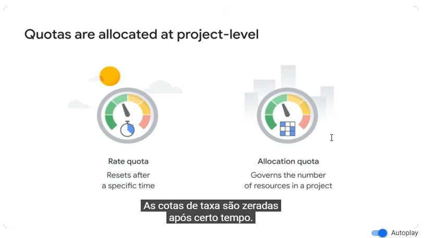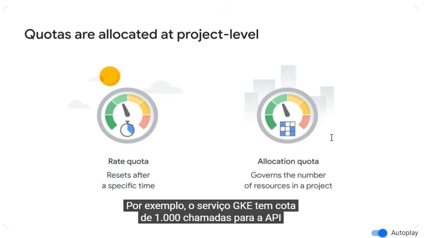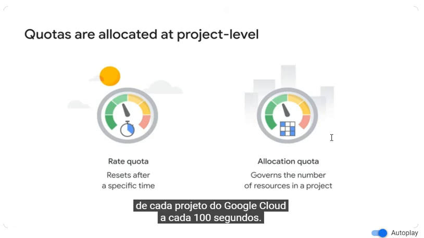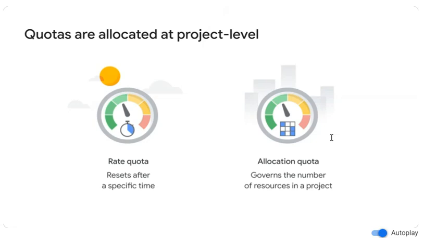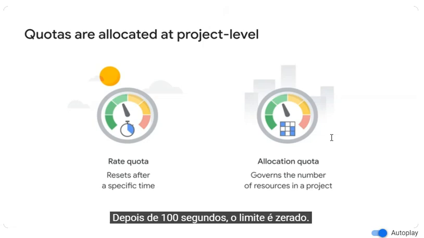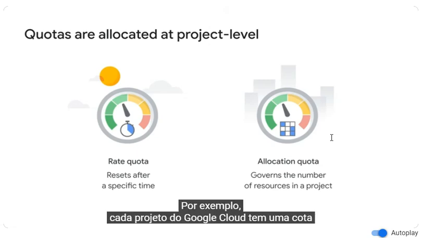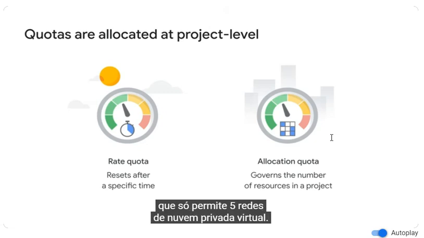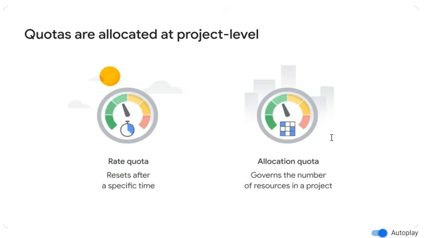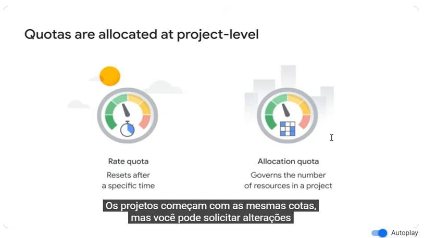Rate quotas reset after a specific time. For example, by default, the GKE service implements a quota of 1,000 calls to its API from each Google Cloud project every 100 seconds. After that 100 seconds, the limit is reset. Allocation quotas govern the number of resources you can have in your projects. For example, by default, each Google Cloud project has a quota allowing it no more than 5 virtual private cloud networks.